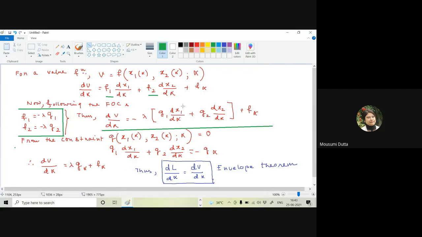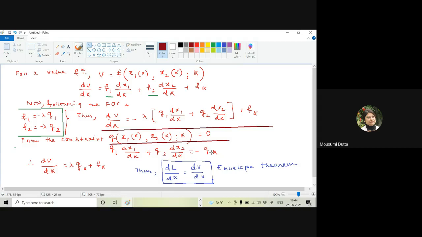Now from the constraint, g(x1, x2, alpha) is equal to 0. From this constraint, I am taking the total derivative. So I am getting g1 dx1 by d alpha plus g2, that is del g by del x2 into dx2 by d alpha, plus g alpha, that is del g by del alpha, is equal to 0.